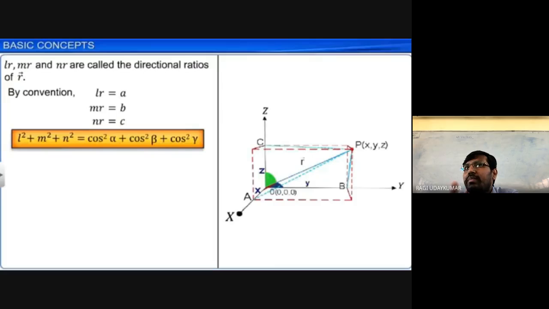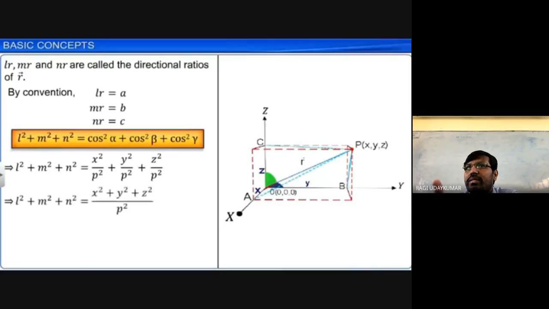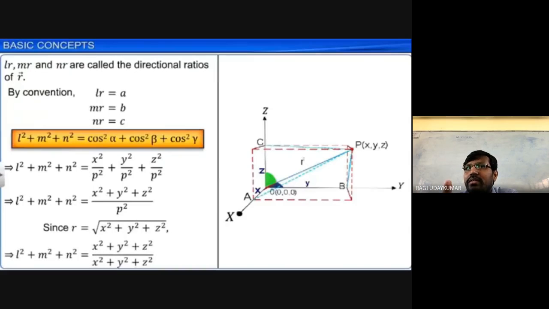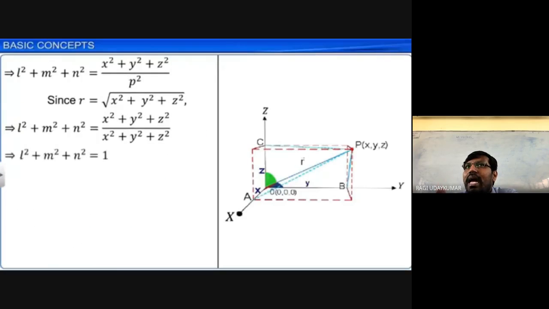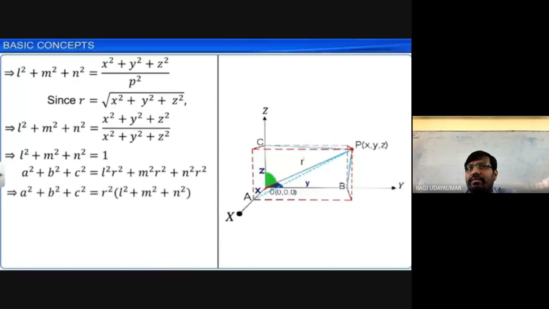So l square plus m square plus n square is equal to cos square alpha plus cos square beta plus cos square gamma, which is equal to 1 when you simplify it: x square by r square plus y square by r square plus z square by r square. Here r is nothing but the distance, so r should be taken into consideration, not p; p is mentioned in the figure, which is wrong. So l square plus m square plus n square is equal to 1, and a square plus b square plus c square is equal to r square.